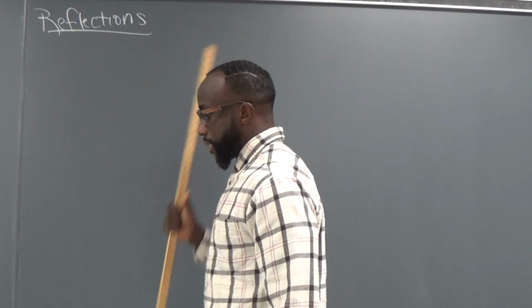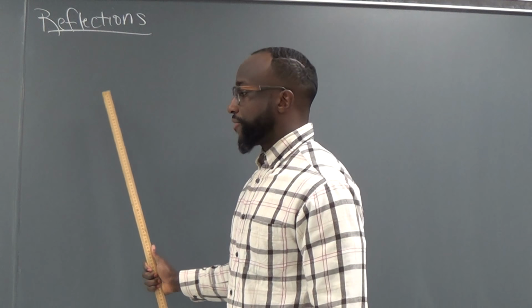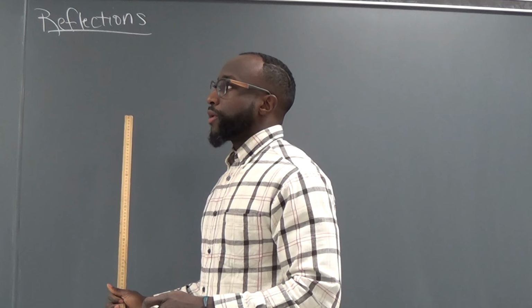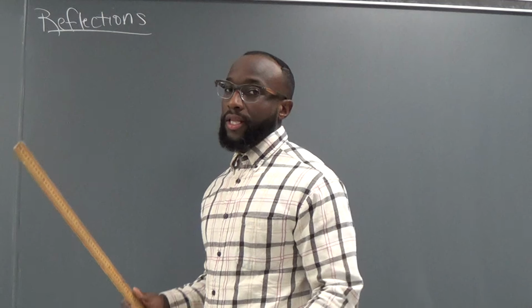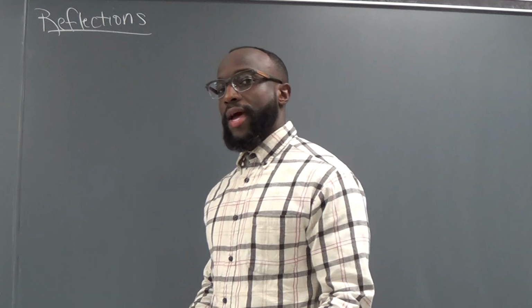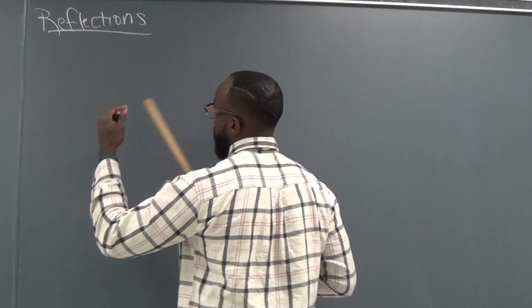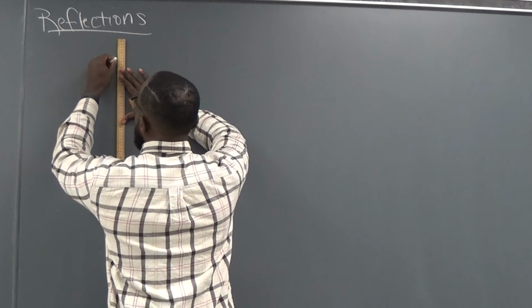So what happens then is this: a reflection is when you have an isometry, a figure that is in the exact same place on the opposite side of the line of reflection. The line of reflection is referred to as the mirror, the mirror line. All right, so for instance, let's create a coordinate plane.